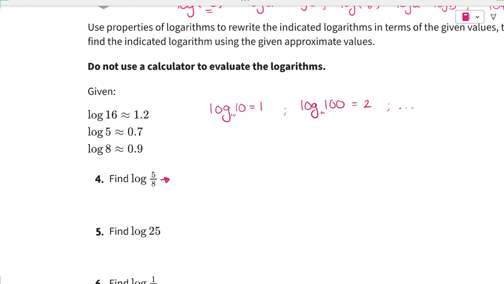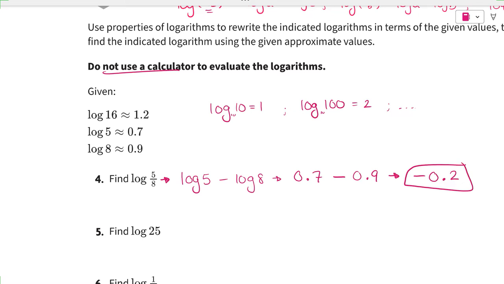So let's rewrite log of 5 over 8. I can write that as log of 5 minus log of 8. Well, the problem tells us that log of 5 is approximately 0.7, and log of 8 is approximately 0.9. And notice the directions say, do not use a calculator. So we're going to do all of this sort of mental math. The difference between 0.7 and 0.9 is 0.2, and since the larger number is negative, it's going to be negative 0.2.